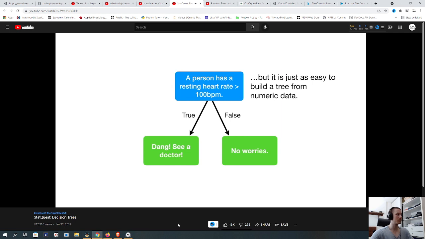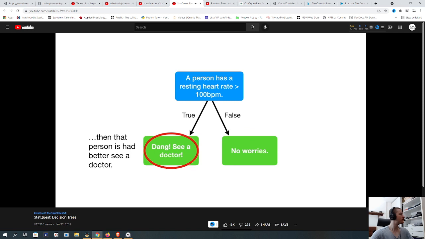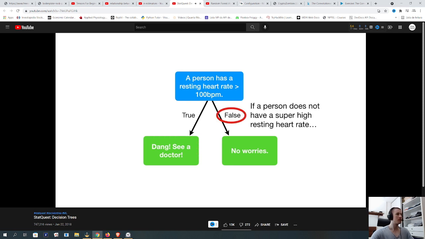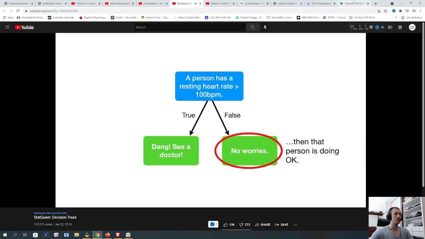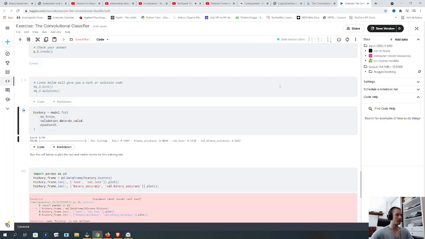But it is just as easy to build a tree from numeric data. If a person has a really high resting heart rate, then that person had better see a doctor. And if a person does not have a super high resting heart rate, then that person is doing okay. Here's one more simple decision tree. This decision tree is based on ranked data, where 1 is super hungry and 2 is moderately hungry. If a person is super hungry, they need to eat. And if a person is moderately hungry, they just need a snack. And if they are not hungry at all, then there's no need to eat.